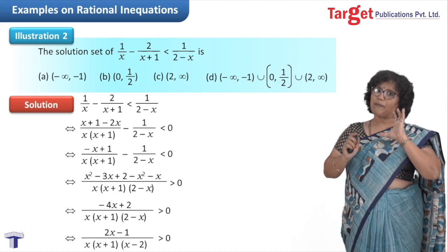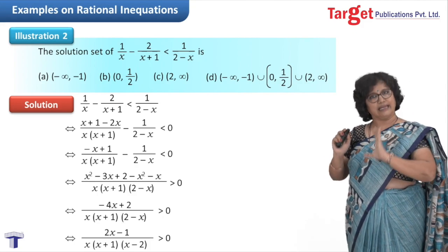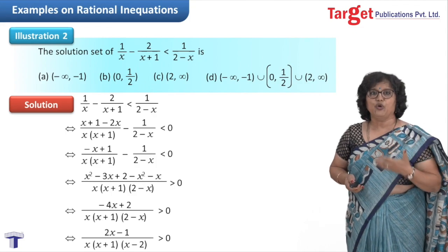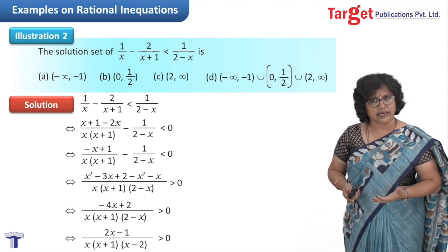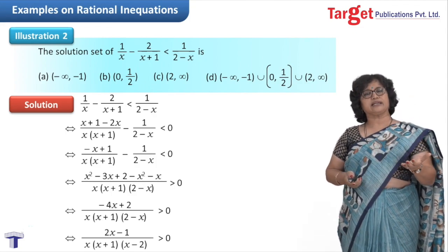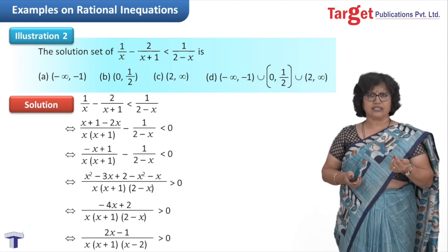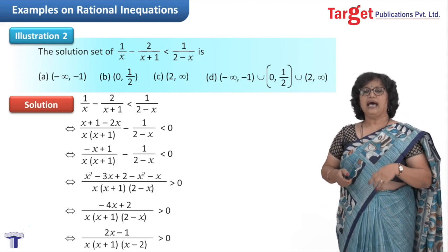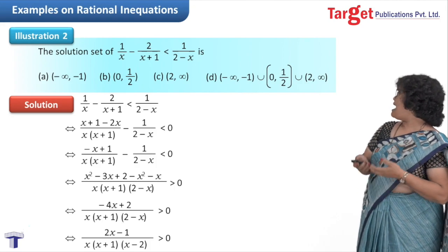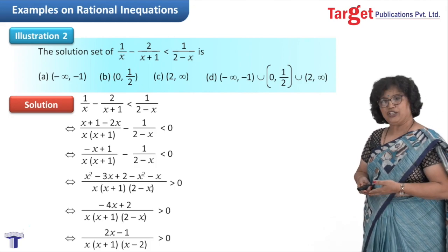Now this is typically in the form of R(x) greater than 0. I will have to find the numerator's critical points and the denominator's critical points. What would be the numerator's critical point? Nothing but x equal to half, one expression only. And in the denominator I have x, x plus 1 and x minus 2.